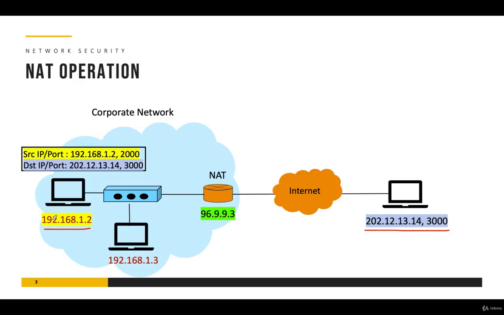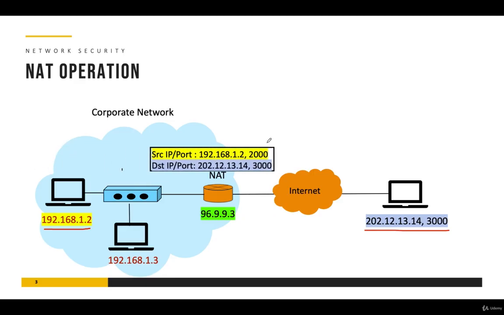So what you do is that you create a packet, you put your own IP address as the source IP address 192.168.1.2 and your own port number, source port number 2000. And obviously in the destination you put the destination IP address and the destination port number. And then you send this packet to the NAT router. So an interesting thing happens when it arrives at the NAT router. So the NAT router has a public IP address 96.9.9.3. This is a publicly routable IP address.